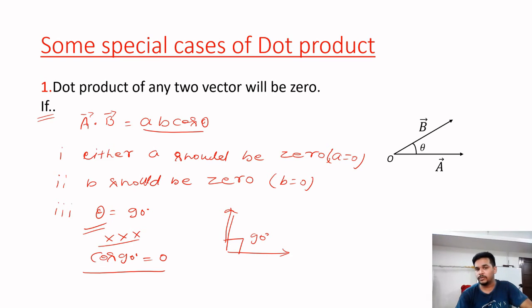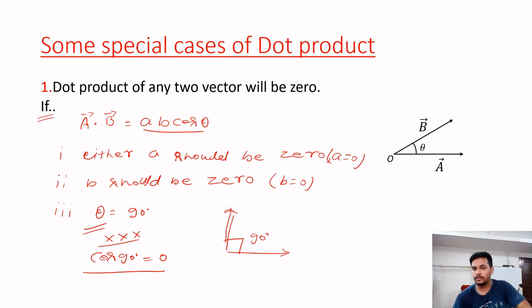Or together, A is a null vector and B is a null vector, then in that case also it will be 0. Or A is a null vector, B is a null vector, and theta is also 90 degrees. In that case also it will become 0 itself. Understood? So this is the first special case of the dot product we discussed, that is, in which case it is going to become 0.